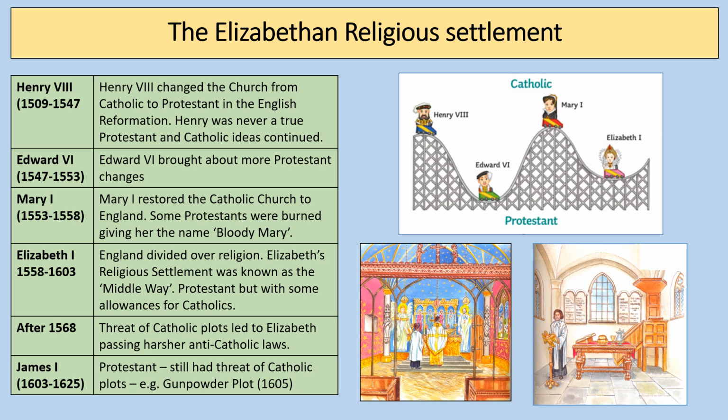So what Elizabeth I did, England was divided over religion, so Elizabeth's religious settlement became known as the Middle Way. So it's Protestant, but with some allowances for Catholics. And we'll look at those in a little bit more detail.